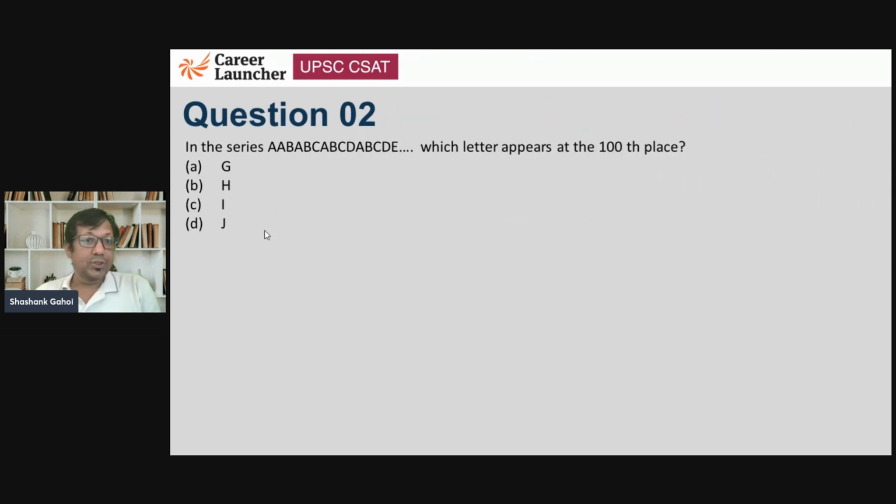Okay, now let's move on to the next one. What does it say? In the series, which is 100, which is the letter that appears at hundreds place? So we got A, then we got AB, then we got ABC, then ABCD, and this is the pattern we have. So we had 1 plus 2 plus 3 plus 4 up to n, and this value should be equal to 100.